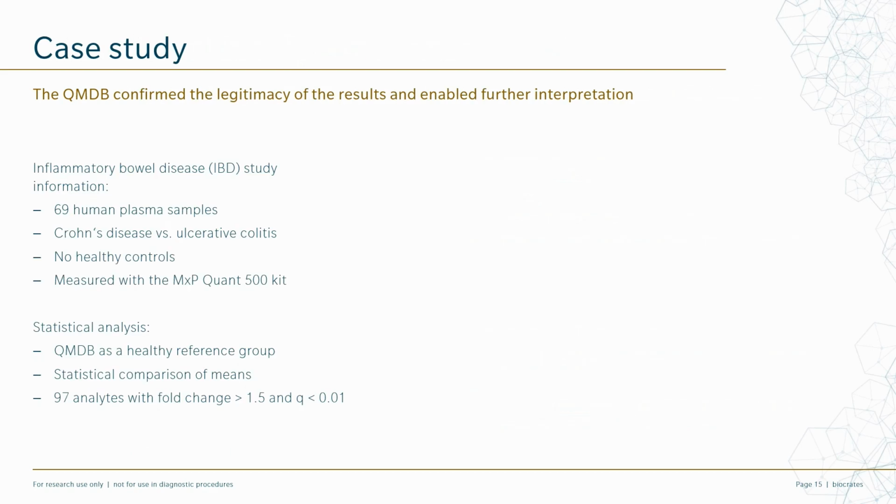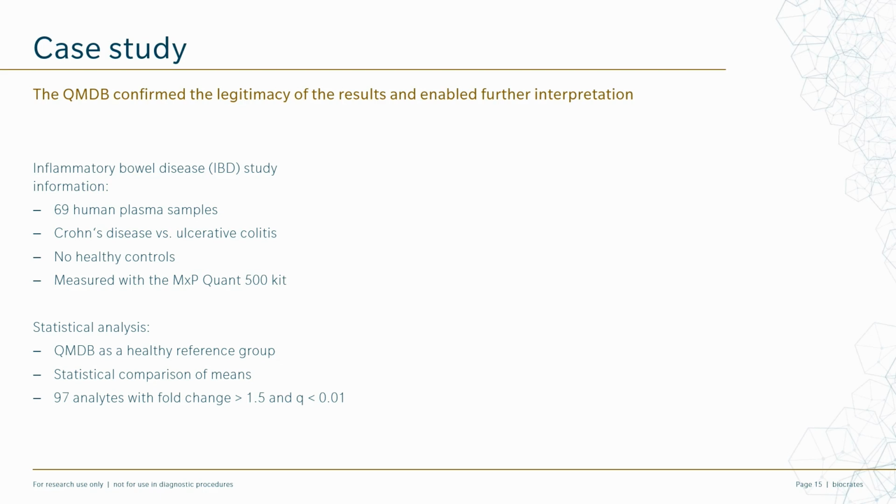In this case study, we applied the QMDB as a reference for a study without healthy control group. A dataset of 69 samples from patients with inflammatory bowel disease was used, consisting of female and male patients diagnosed either with Crohn's disease or ulcerative colitis. The datasets were analyzed by statistical comparison of means using the QMDB as a control group.